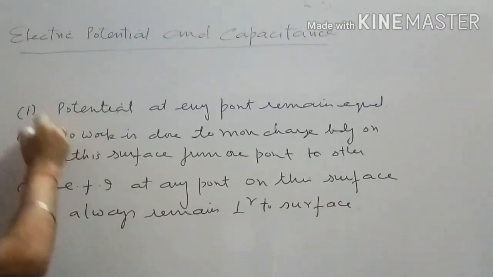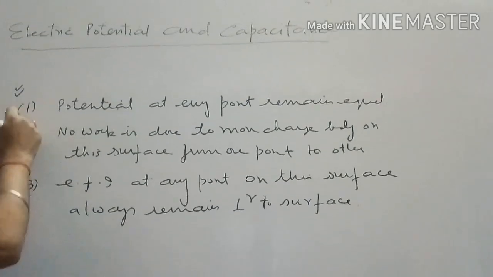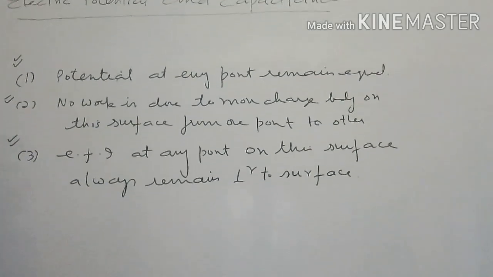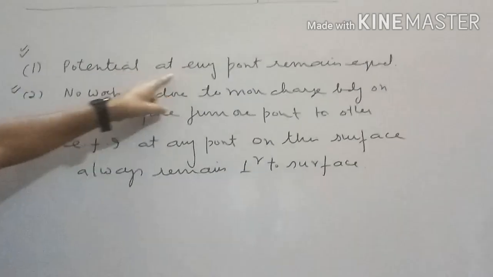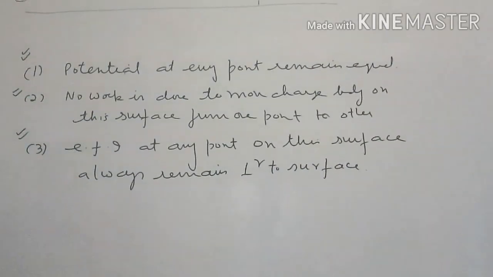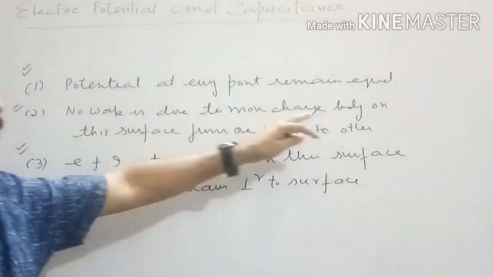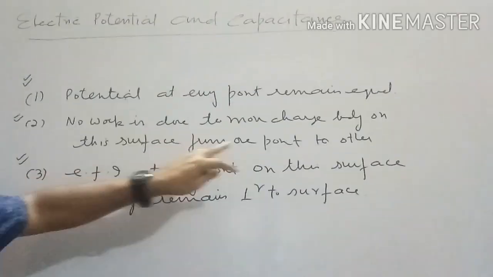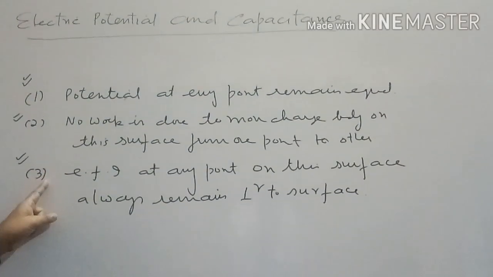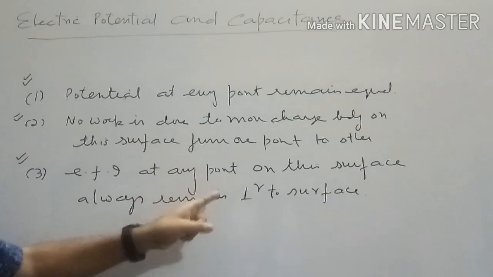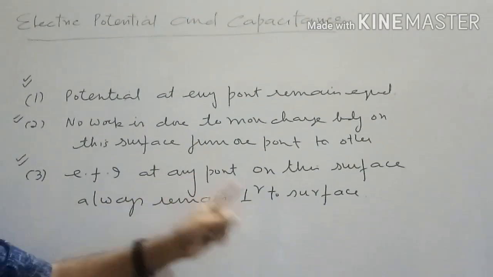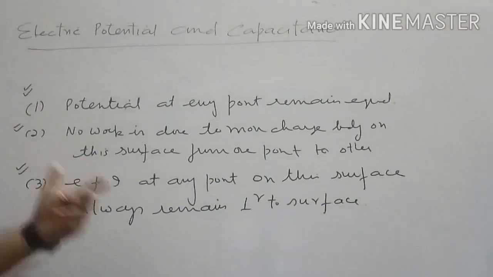These are very important properties or points related to the equipotential surface. Potential at every point remains equal. No work is done to move a charged body on this surface from one point to another. And the third point is that intensity at any point on this surface will always be perpendicular to the surface.